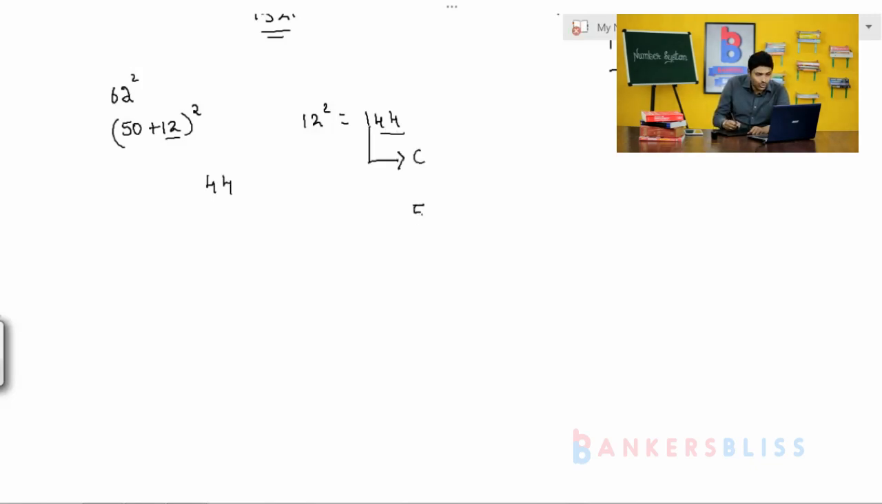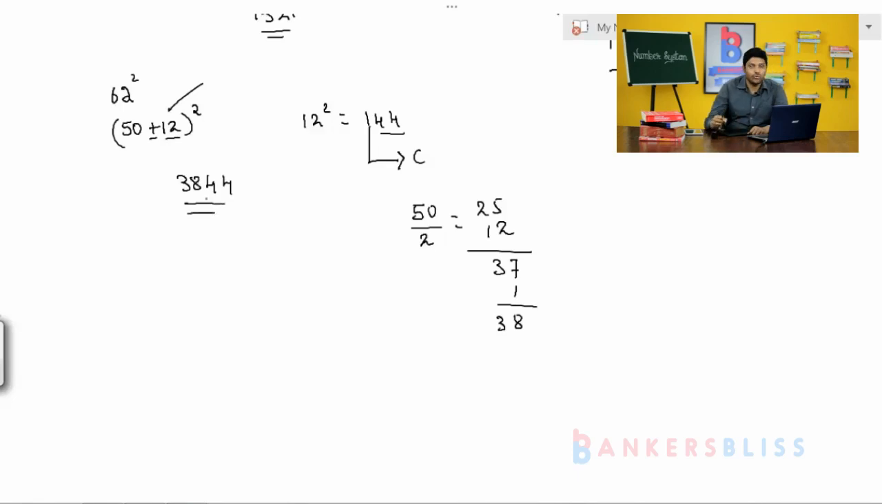Next, what do you have to do? You have to halve the 50, that is 25. Next, you have to add this 12. So how much are you going to get? 37, because plus is in the middle. Next, 1 was the carryover. So if you add 1, you are going to get 38. Therefore, your answer is 3844. So very simple to calculate.